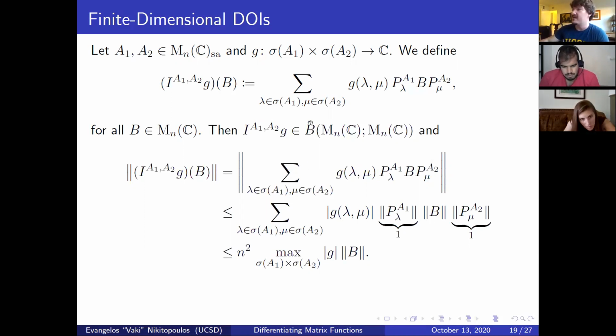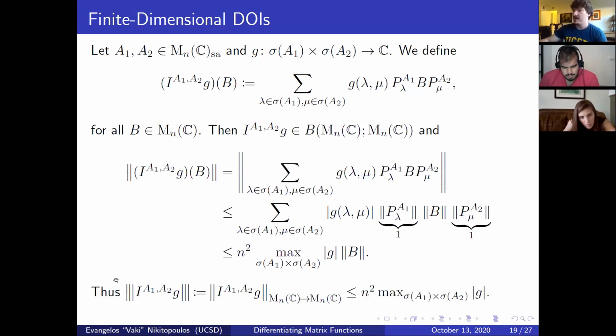So reading this as an operator norm estimate for a linear map from matrices to matrices, we get that its operator norm as a map from matrices to matrices is less than or equal to n squared times the maximum value of the function on the spectrum of A1 cross the spectrum of A2.